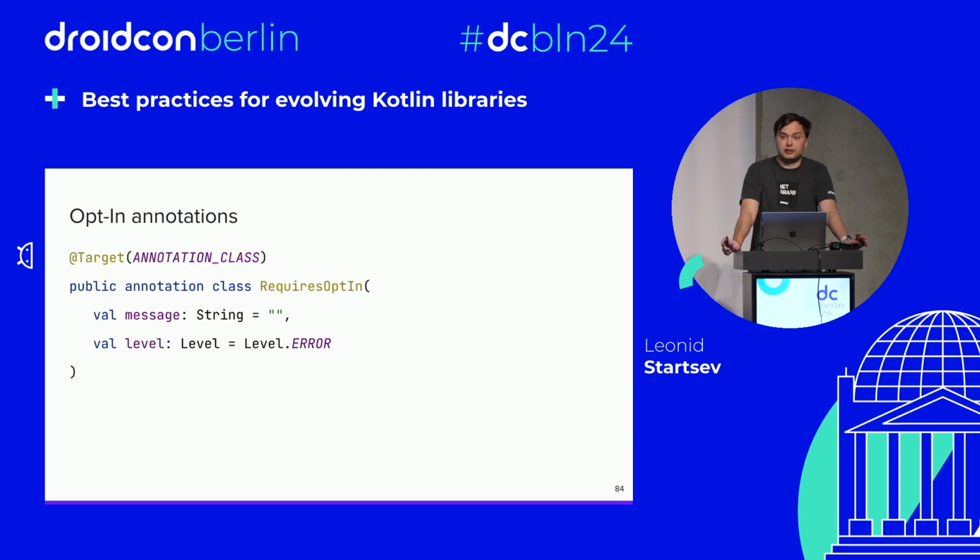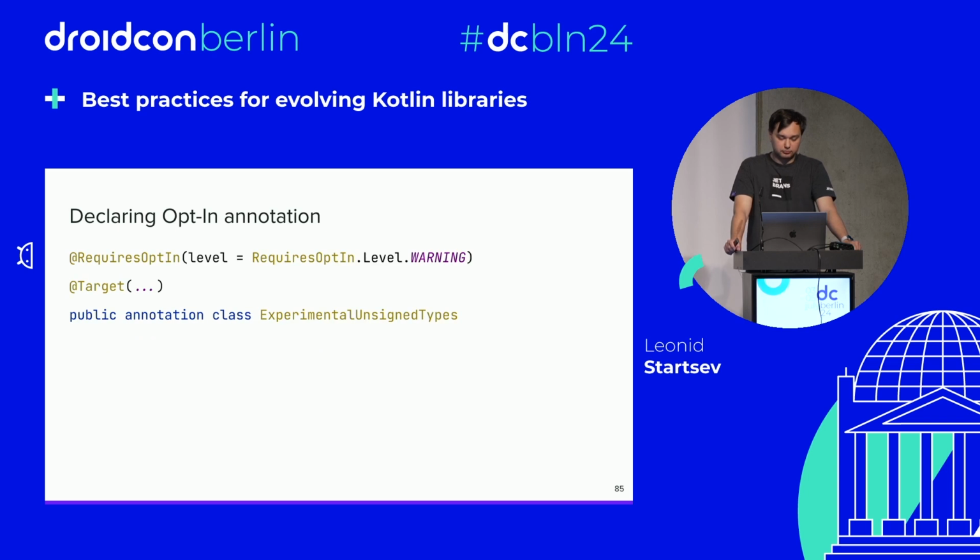So how can we define an experimental API? There is a special annotation in Kotlin stdlib. It is called RequiresOptIn. And as you can see, it also contains a message and a level, quite similar to Deprecated, with the message also being the reason and the level also being error or warning. So when we want to define our experimental API, we use this annotation on another annotation class, which we can give a proper name, like, for example, for stdlib and unsigned types, it is ExperimentalUnsignedTypes.